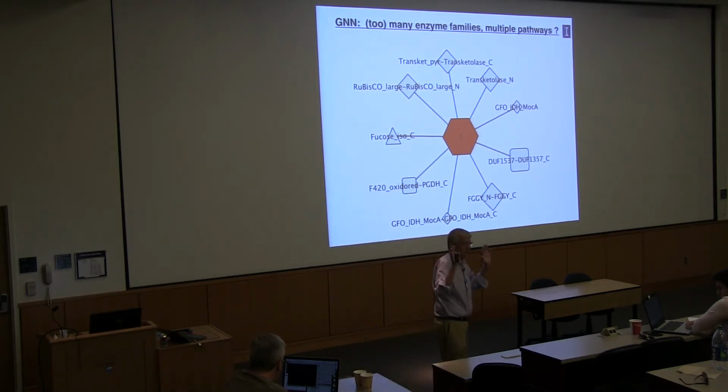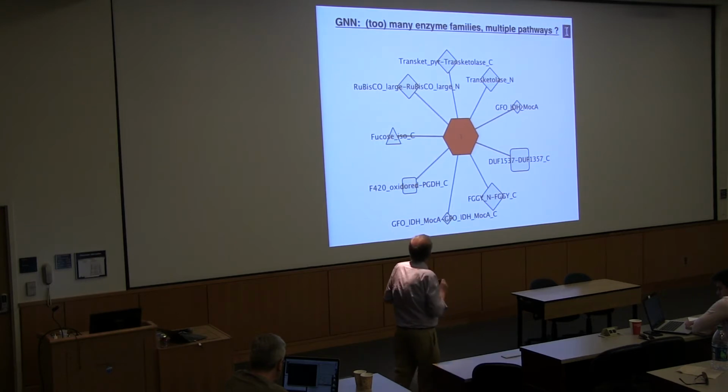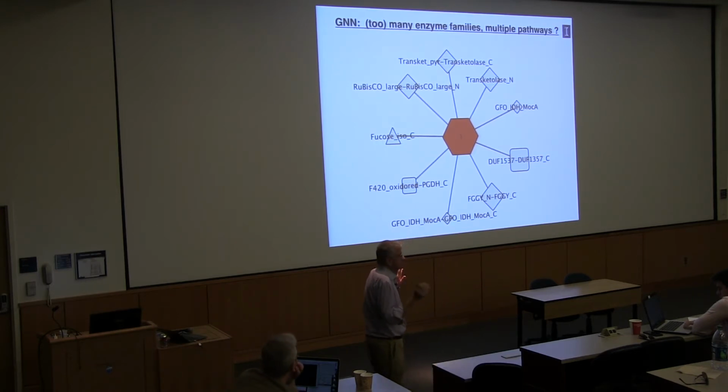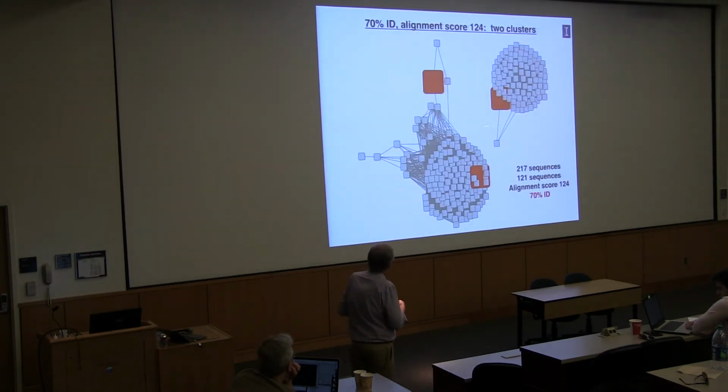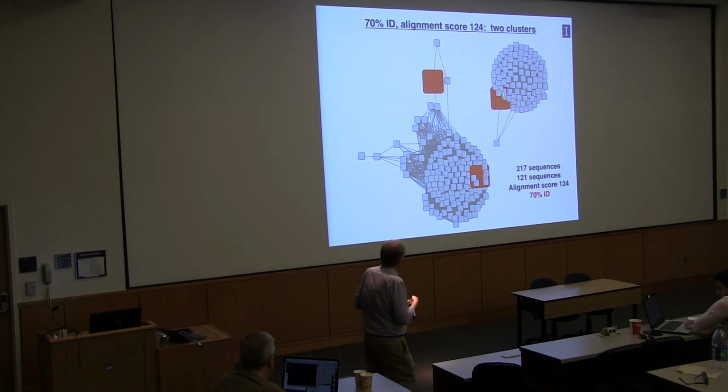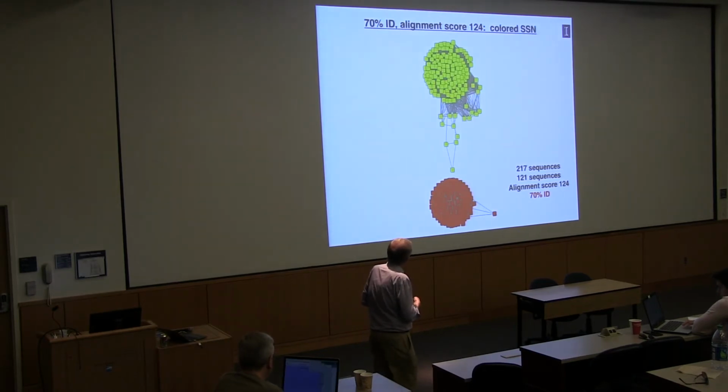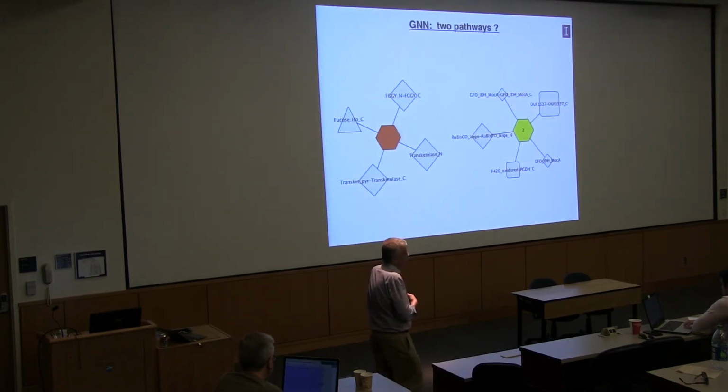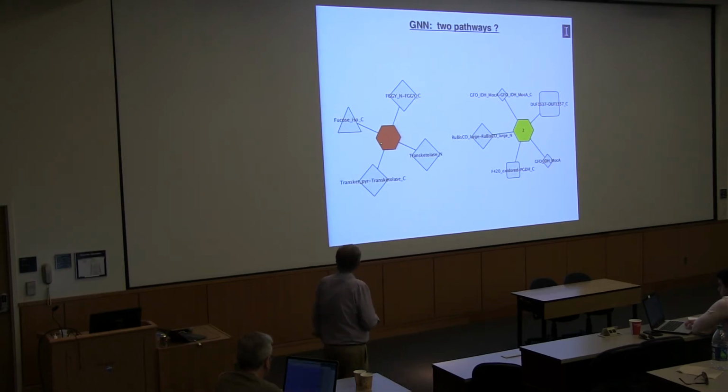All right. And if you try to draw a pathway for that, you'll say, there's far too many, I got too many enzymes. So if you increase the alignment score, that is, if you segregate that single cluster into two, you can then do a genome neighborhood network on that, and it's much cleaner. Okay? And it turns out that this is one pathway, and that is three pathways. All right, so what is this pathway?